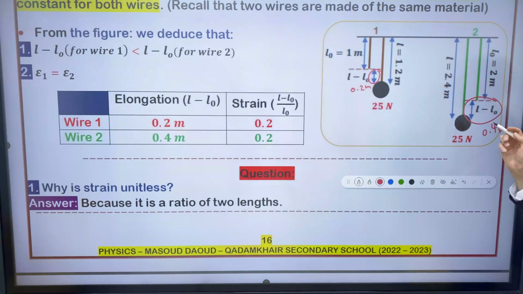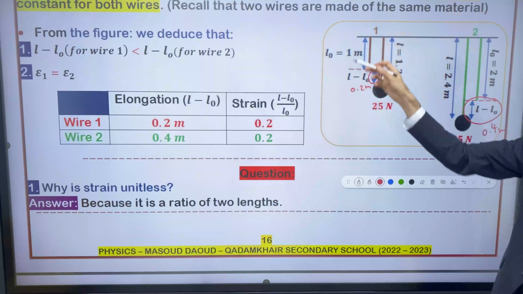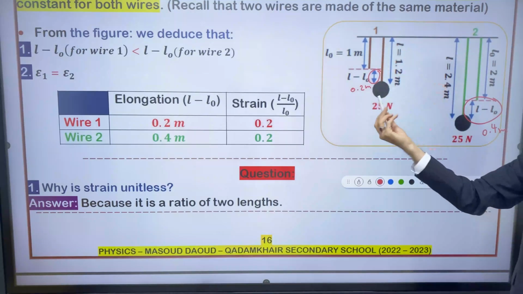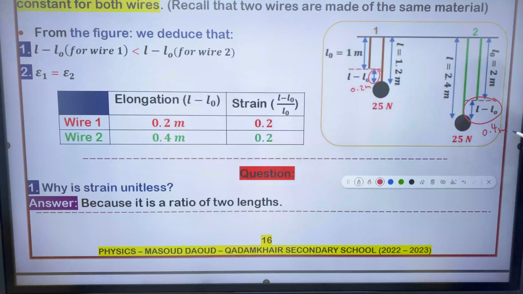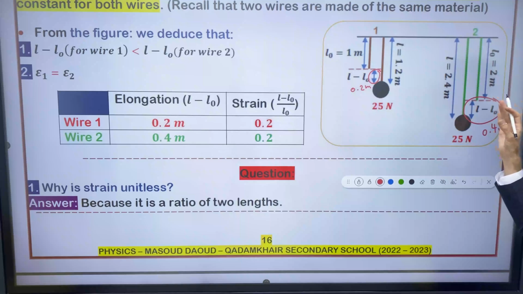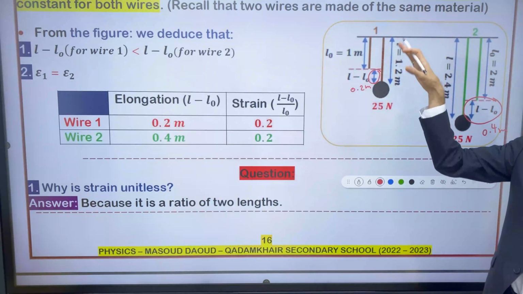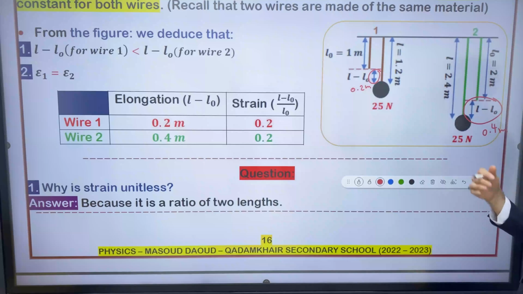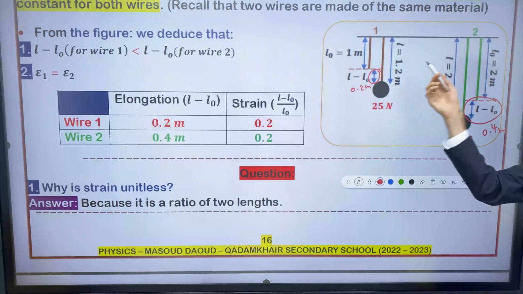I want you to compare the elongation of either wire. What's the elongation of wire number 1, which is shorter? 0.2 meters. What's the elongation of number 2, which is longer? It's 0.4 meters. So the elongation for wire number 2 is twice as much as the elongation for wire number 1. So elongation differs.